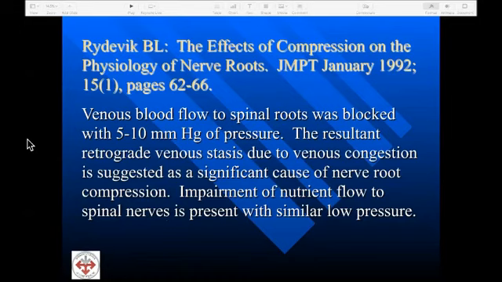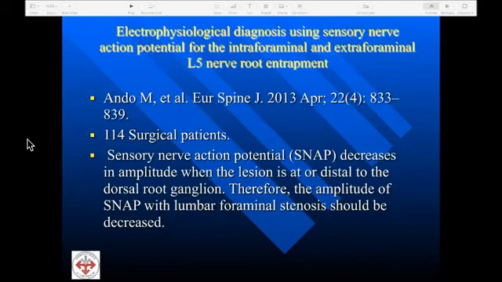Radovic's team noted that venous blood flow to spinal roots was blocked with as little as 5 to 10 millimeters of mercury of pressure. This is that mechanism we discussed earlier about flow of fluids through structured channels. If venous blood flow is impeded, this can lead to retrograde venous stasis, causing congestion, causing swelling of the nerve root, which we can sometimes see on MRI. So in addition to the decrease in the amplitude of the action potential, we have impairment of nutrient flow to spinal nerves at similar low pressures.